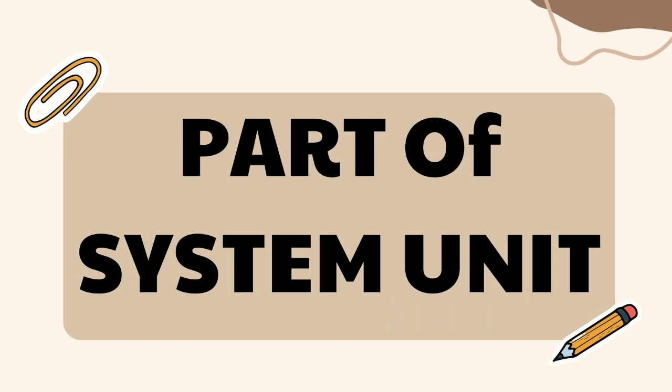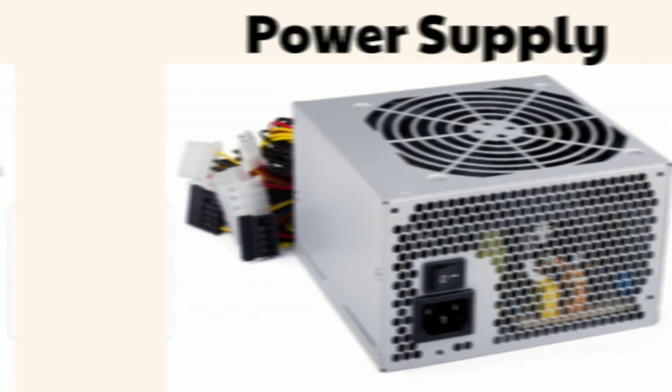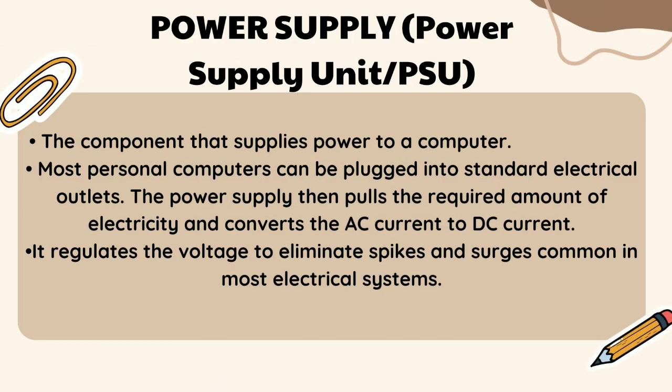Parts of the system unit. This is the power supply. The power supply unit, or PSU, is the component that supplies power to a computer. Most personal computers can be plugged into standard electrical outlets. The power supply then pulls the required amount of electricity and converts the AC current to DC current. It regulates the voltage to eliminate spikes and surges, common in most electrical systems.